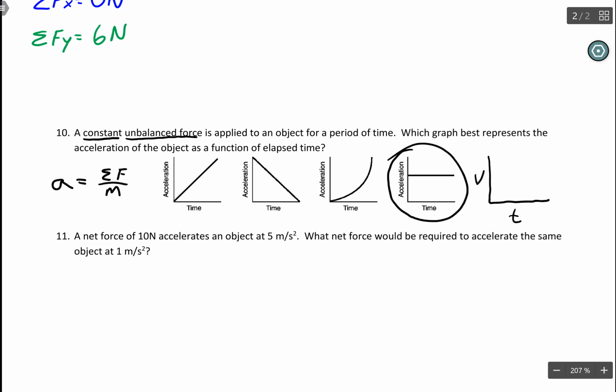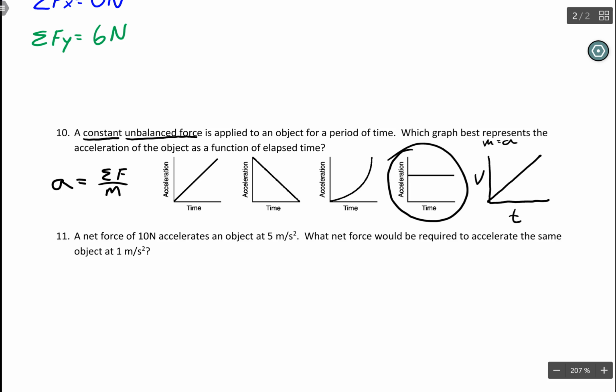Remember, what does the slope of a velocity time graph represent? Well, it's the change in y over change in x. So it's the change in velocity over time. The slope is equal to the acceleration. Now, we have a constant acceleration, so we should have a constant slope. This is showing a constant unbalanced force on a velocity time graph.